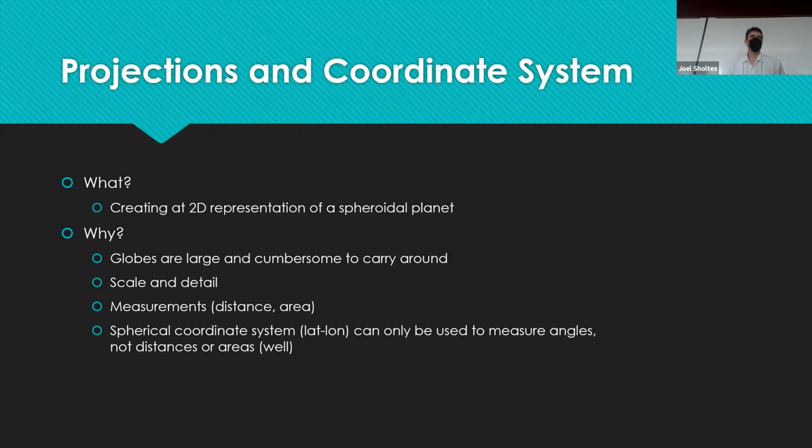So what are we doing here? What are projections and coordinate systems? They are creating a 2D representation of a spheroidal planet, right? Our planet is round. If you look out at the ocean, the horizon exists at around 30 miles or 32 miles, something around there. And if you watch a boat, I think it was some of the early explorers would watch and see ships coming in from the horizon.